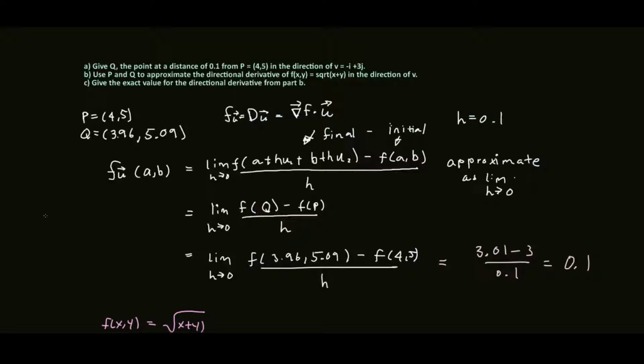Okay, so this video will continue on with this question, but for part B. So now we have found the 2 points. Well, we have found Q, now we have the 2 points. We want to find the directional derivative. So we have this equation.